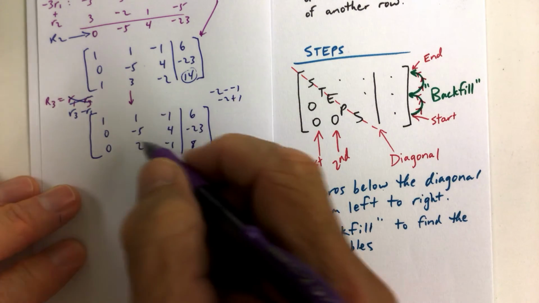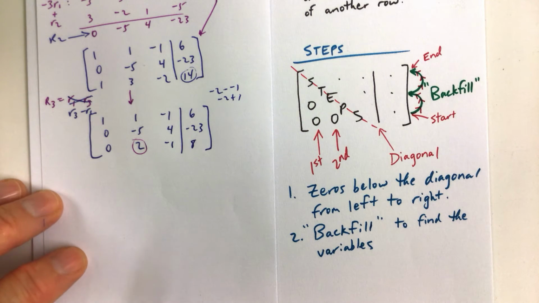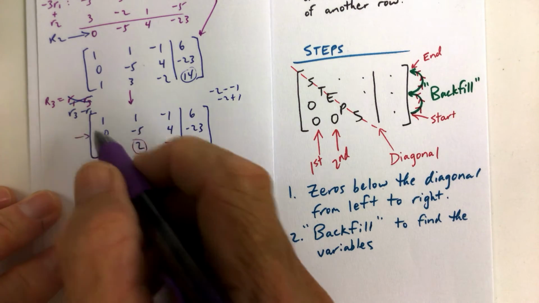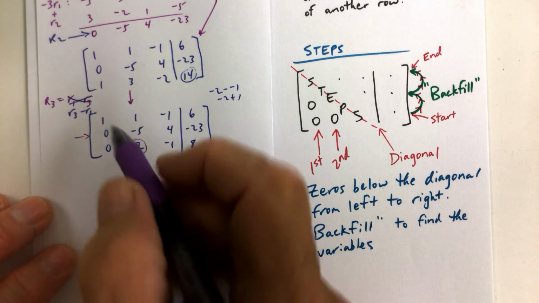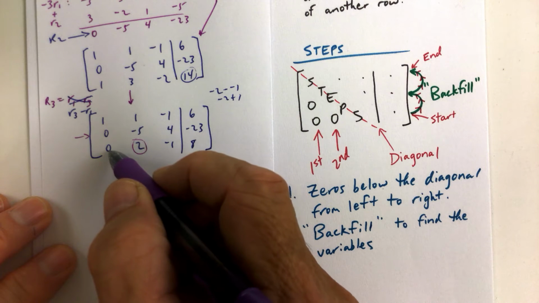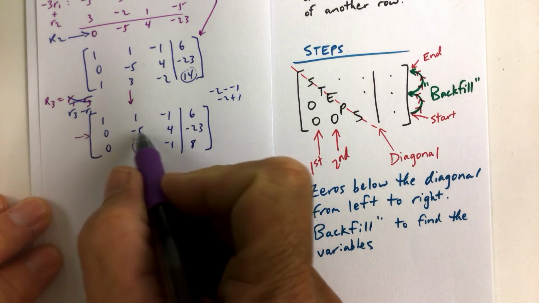So this guy right here, we need to change that to a 0. And the only way we're going to be able to do that, by the way, we want to only use row 2 to do that, okay? Because if you use row 1 to do that, then you're going to get a non-zero entry in the first position here. So it's going to change that 0. So we have to use row 2 to do this.